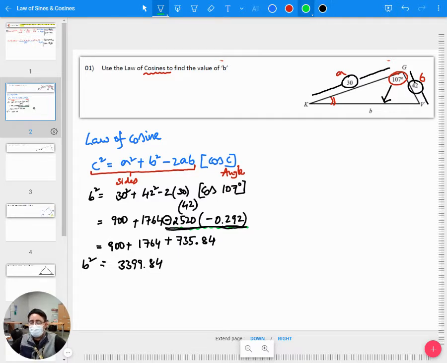If you eliminate the square on one side, on the other side you should get the square root. Therefore, the value of b equals the square root of 3399.84. Let me quickly compute this one: 58.30. So the value of b is 58.3.